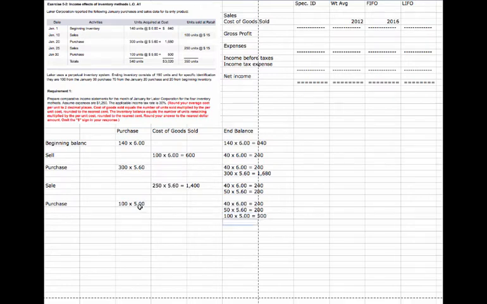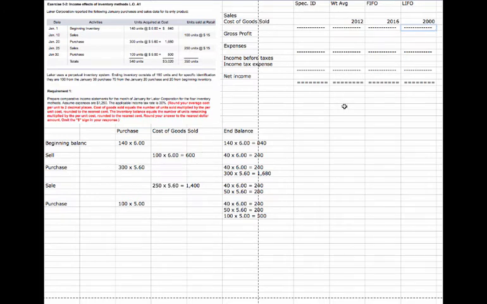So then my ending inventory here will be the 240 plus the 280, or 520, and the 520 plus the 500. So I'm going to have $1,020. And in my cost of goods sold, I'm going to have the 600 plus the 1,400. So my LIFO cost of goods sold is going to be $2,000, adding these two numbers together.